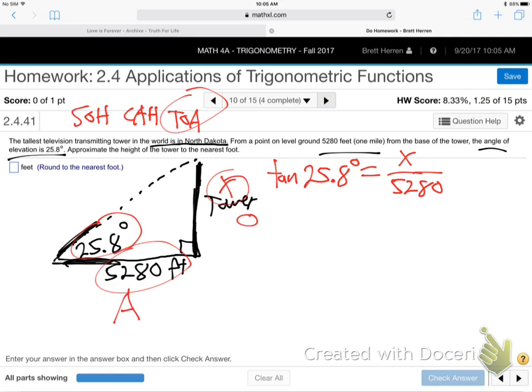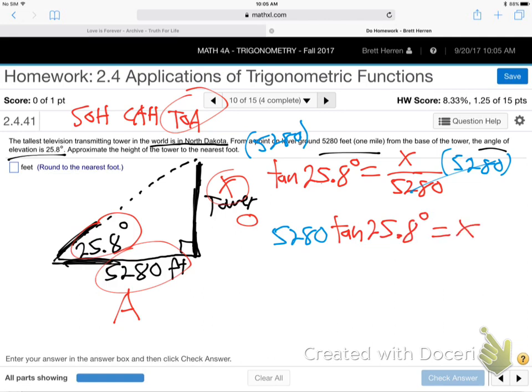Denominator. You multiply by the denominator, both sides, every time. He's getting easy now. This one's easier if you can get those words into a picture. 5280 on both sides cancels out, so I get 5280 times tangent of 25.8 degrees is x. Hit the buttons on your calculator. Tangent of 25.8. Make sure you're in degree mode.